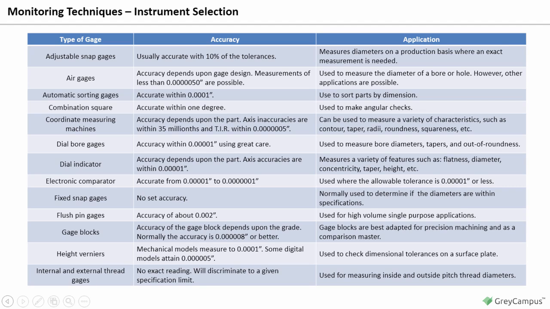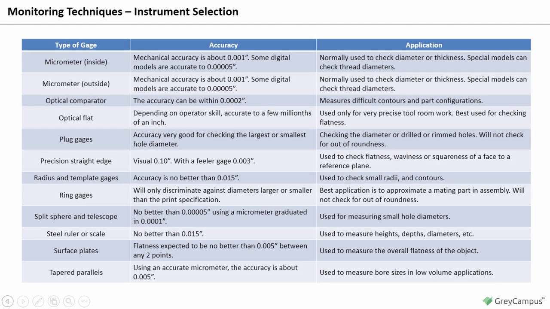The internal and external thread gauges cannot provide exact readings. They will discriminate to a given specification limit. They are used for measuring inside and outside pitch thread diameters. The micrometer, inside, has mechanical accuracy of about 0.001 inches. Some digital models are accurate to 0.00005 inches. They are normally used to check diameter or thickness. Special models can check thread diameters.